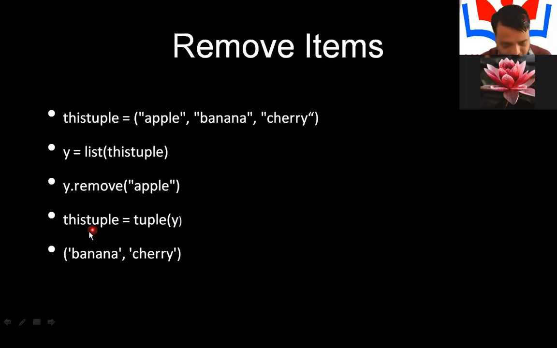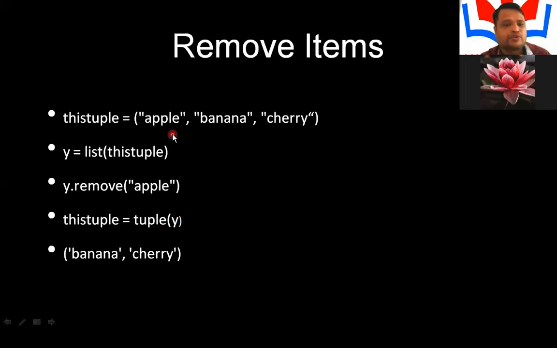Then, after removing an element, that will be converted back to a tuple with the help of tuple of y, and you can notice clearly in the output, that is banana and cherry. This is the output you will be getting here. The input was apple, banana and cherry, and the output was banana and cherry. The difference is that the apple element has been removed.